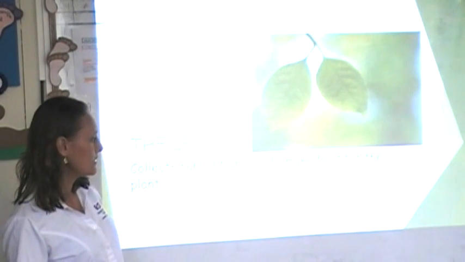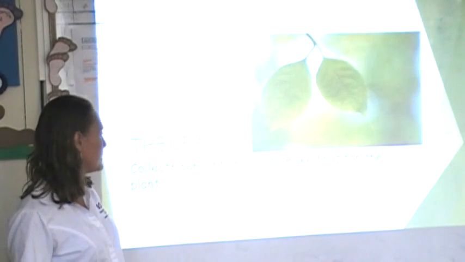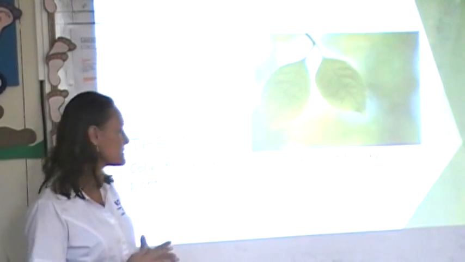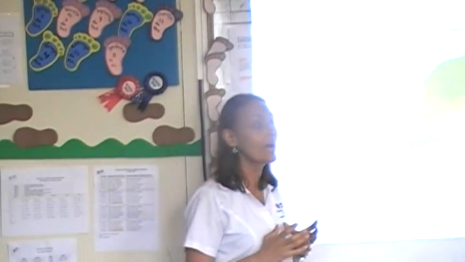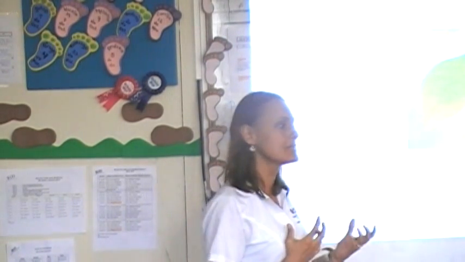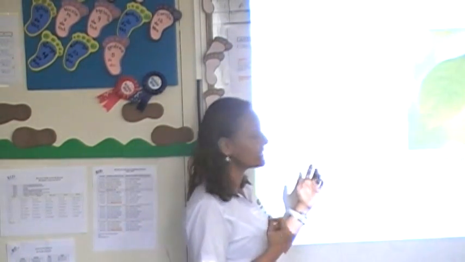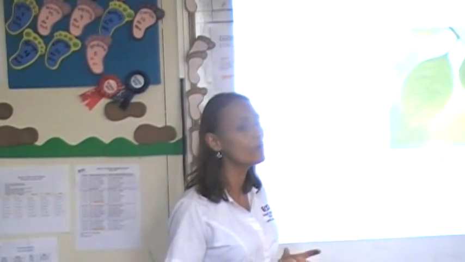Then we have the leaves. Andres, read about the leaves. Collect sunlight and air to make food for the plant. Exactly. This is the action of the leaves. They collect the sunlight. That's why it's important that we have the sun. Thank God that we have the sun, because it also helps the plants to have the color green, and that's why they are green, because they collect the sunlight and air to make food for the plant.